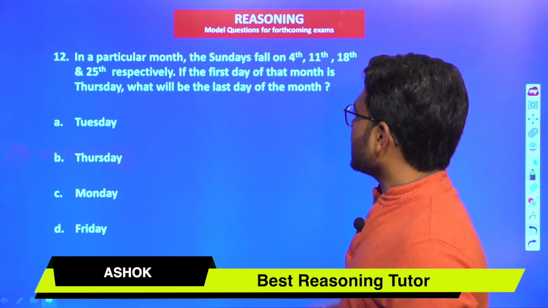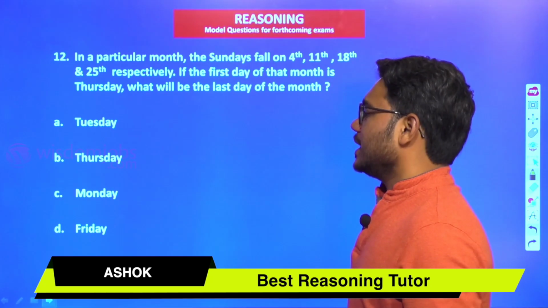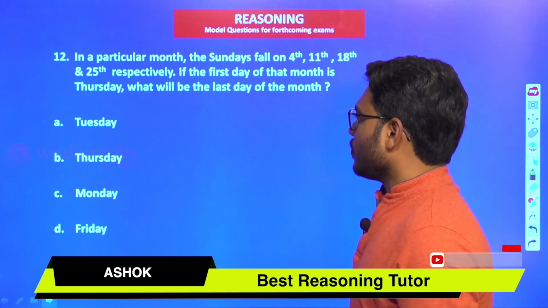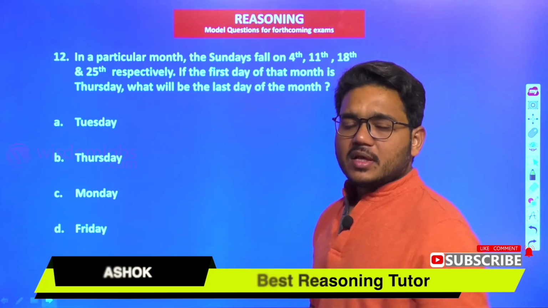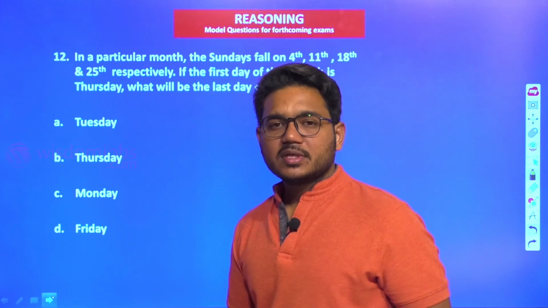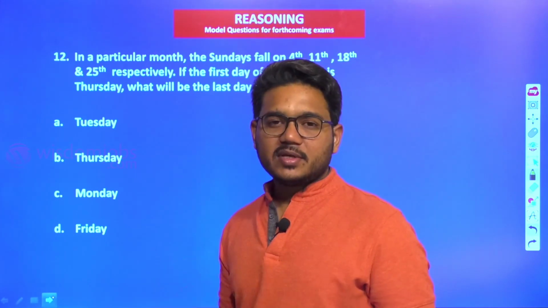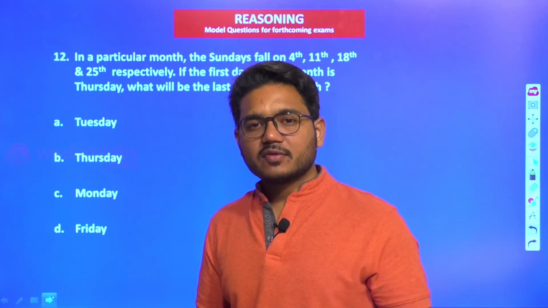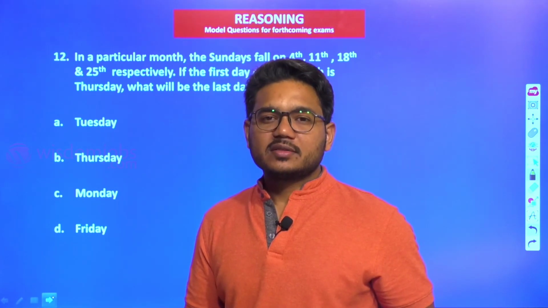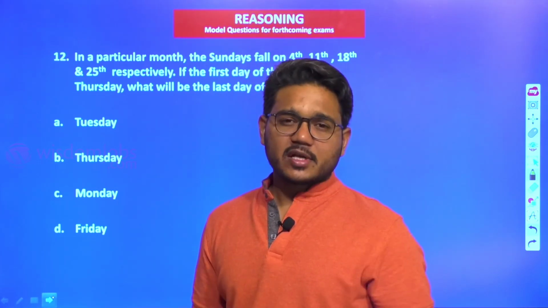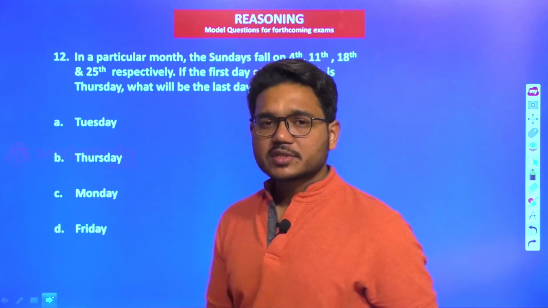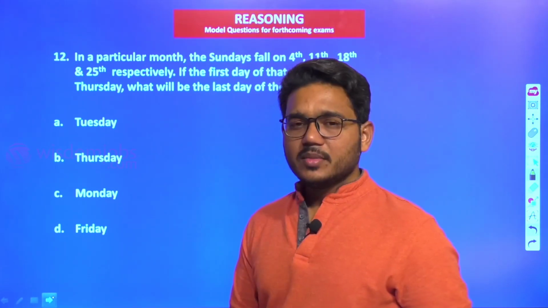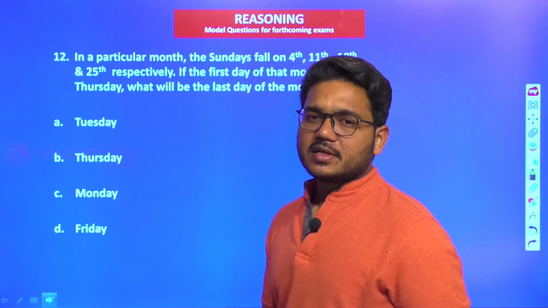In a particular month the Sundays fall on 4th, 11th, 18th and 25th respectively. If the first day of that month is Thursday, what will be the last day of the month? It is nowhere mentioned which month it could be. Immediately you might think which month it could be, because some months have 31 days, a few months have 30 days, isn't it? It could be February also, and the year is also not mentioned, so it could be 28 days or 29 days. Based on the options we need to identify that answer.